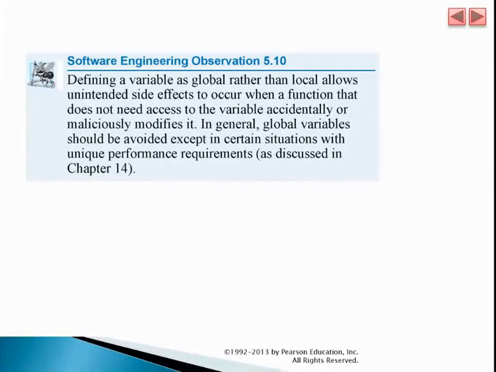So defining a variable as global rather than local allows unintended side effects, because if you make a variable global, then it can be used throughout the program and it can be modified by any function. If there are variables that can be modified by multiple functions, then we have to keep our coding very careful, just to avoid intentional or unintentional modification of the variable. So in general, don't use a global variable unless it is very much required.